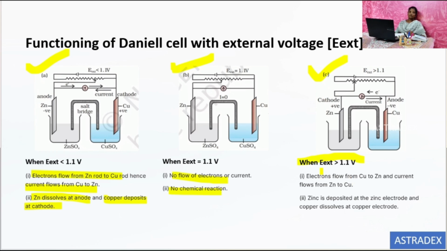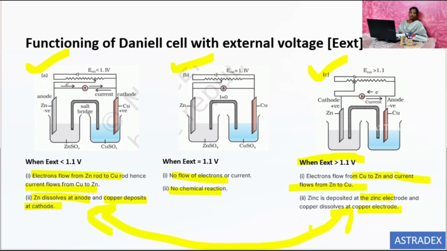And the third case is when the external voltage is greater than 1.1 volt: the electrons flow from copper to zinc and current will flow from zinc to copper. In this case, zinc is deposited at the zinc electrode and copper will get dissolved at the copper electrode. Can you differentiate these two? Because this one is actually less than and this one is actually greater than. If you compare these two, when the external voltage applied is greater than 1.1 volt, the electrochemical cell is converted to an electrolytic cell.